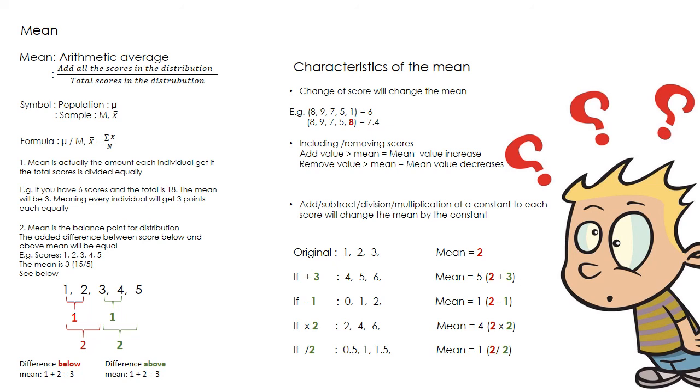Okay, so lastly, if you divide by 2, so 1 divided by 2 is 0.5, 2 divided by 2 is 1, and 3 divided by 2 is 1.5. So the mean will be 1. So the original mean of 2 divided by 2, you get 1.